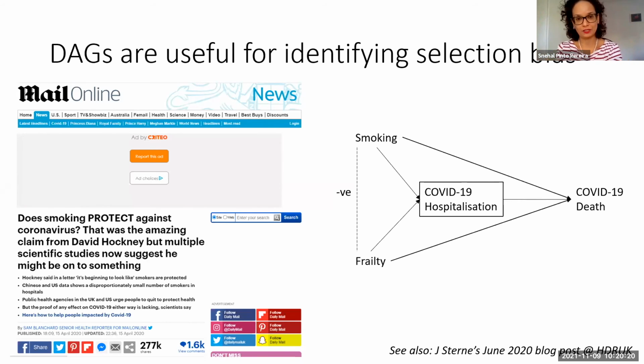So when they found that smoking was protective for death from COVID-19, that was because they had selected on the people who were hospitalized for COVID-19. This DAG here explains that. You have smoking and frailty both causing you to be in the hospital. And once you do that, there are some rules of DAGs, which I'm not going to get into, that mean you're going to have this spurious relationship between smoking and frailty. If you have one, you're less likely to have the other.